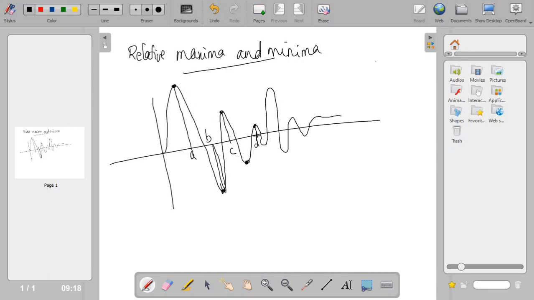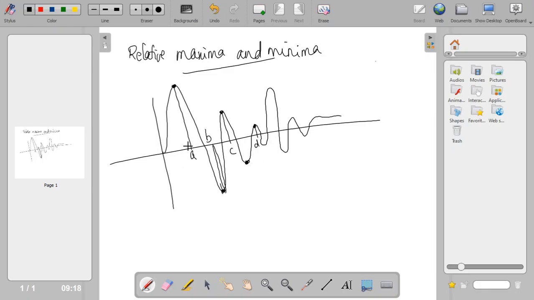These are called the relative maxima or relative minimum points. Whenever your function attains a peak, such points are called relative maximum points, and whenever your function attains a lower peak, that is called a relative minimum. It does not mean that it must always be the greatest. Whenever it attains a peak, that is called a relative maxima, and whenever it attains a lower peak, that is called a relative minima.